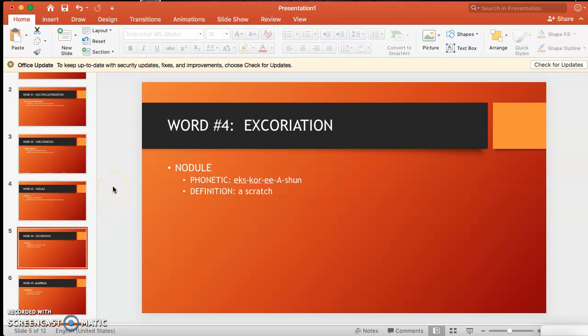Next word we have is excoriation. Excoriation. And the definition of that is a scratch. Excoriation.